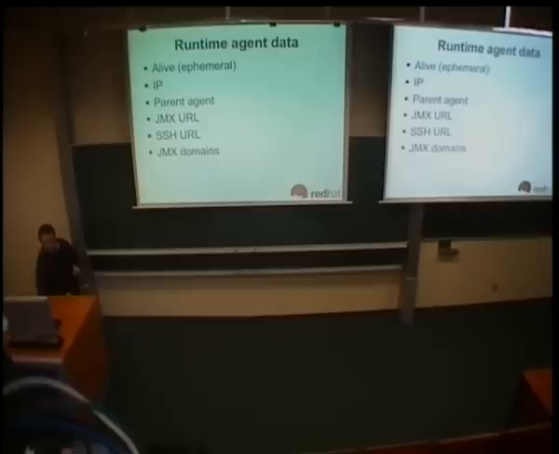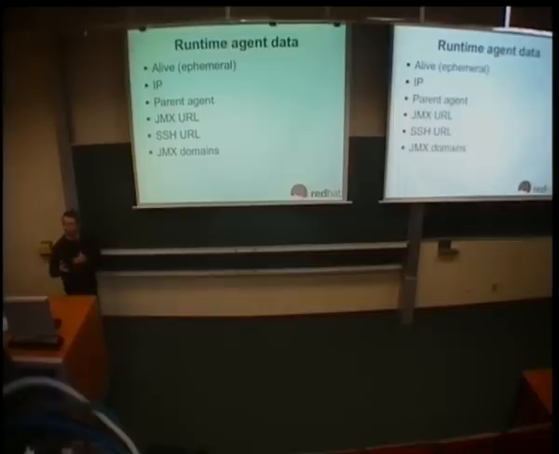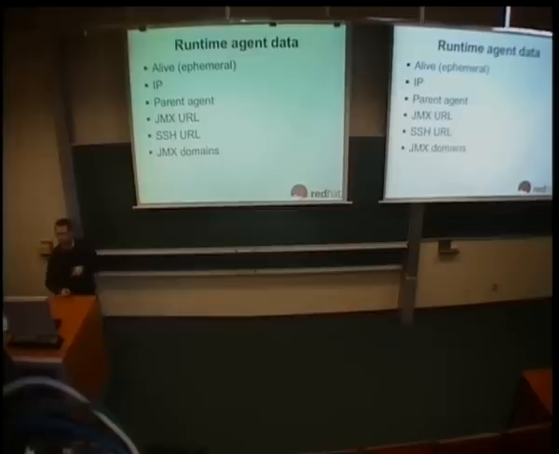It's also used, for example, the JMX domains are a list of all the JMX MBeans that are available on a given agent, and it's used by the tooling to show and know what is deployed exactly. So when we see an ActiveMQ related MBean, we know that an ActiveMQ broker is available on this agent, and we can show the ActiveMQ specific management page.